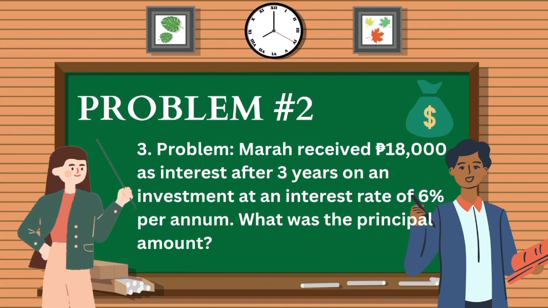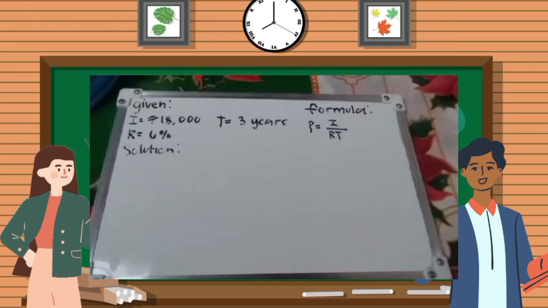These are examples of solving simple interest. The problem is: Mara received 18,000 pesos as interest after 3 years on an investment at an interest rate of 6% per annum. What was the principal amount? The formula that we are going to use is P equals I over R times T. I is equal to 18,000 pesos, rate is equal to 6%, and time is equal to 3 years.